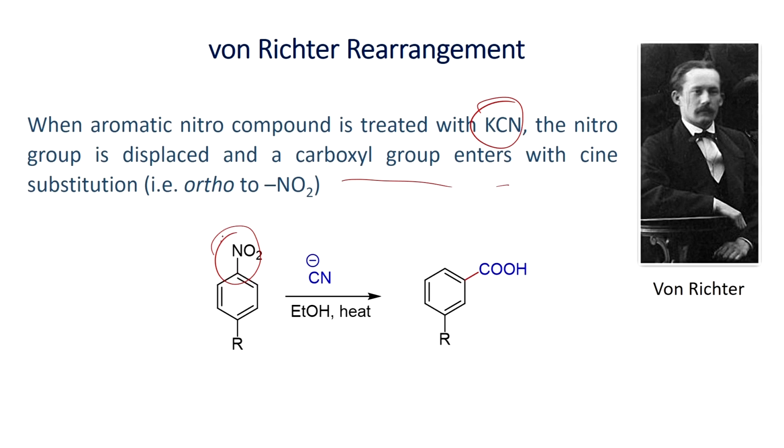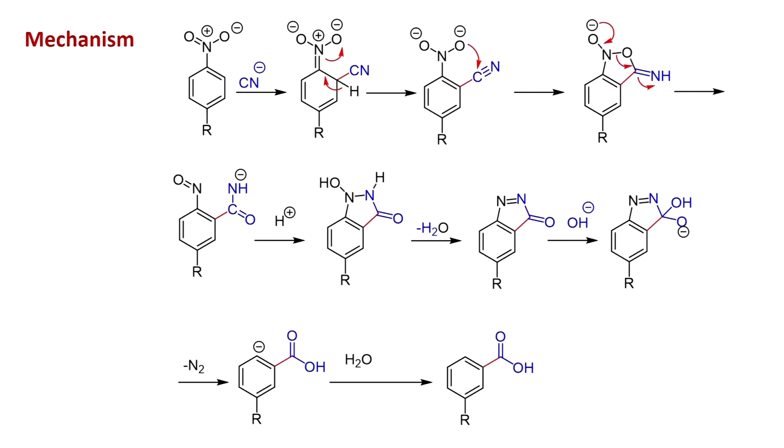So here what happens, the nitro group is gone, and instead of that you are adding a carboxyl functional group at this carbon. So you get the cine substitution. Now let us look at the mechanism of this reaction. This reaction is very important for the mechanistic aspect. However, when you go for synthetic utilities, they have limitations because the yields are very less, less than 50%, and it always gives a mixture of compounds.